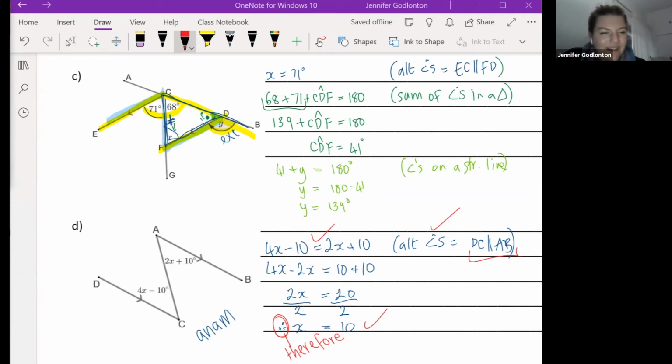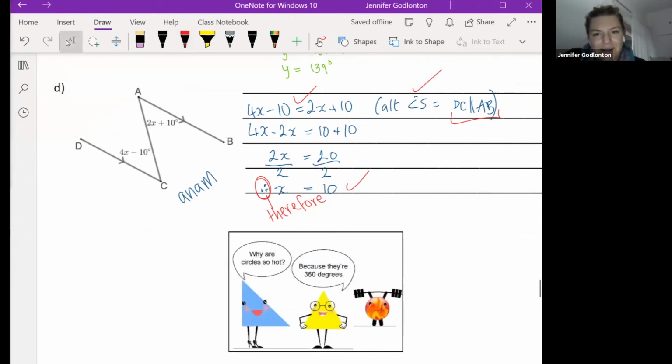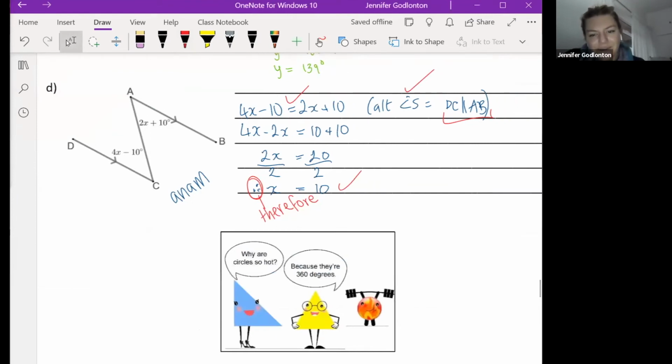That's fine. Okay. This was my joke, but now I don't think anyone's going to laugh at it. It was so funny.